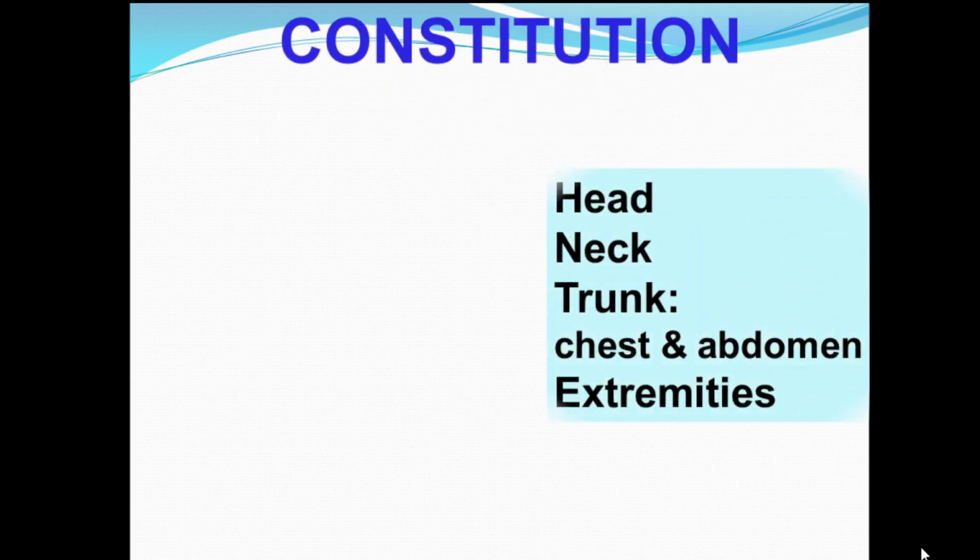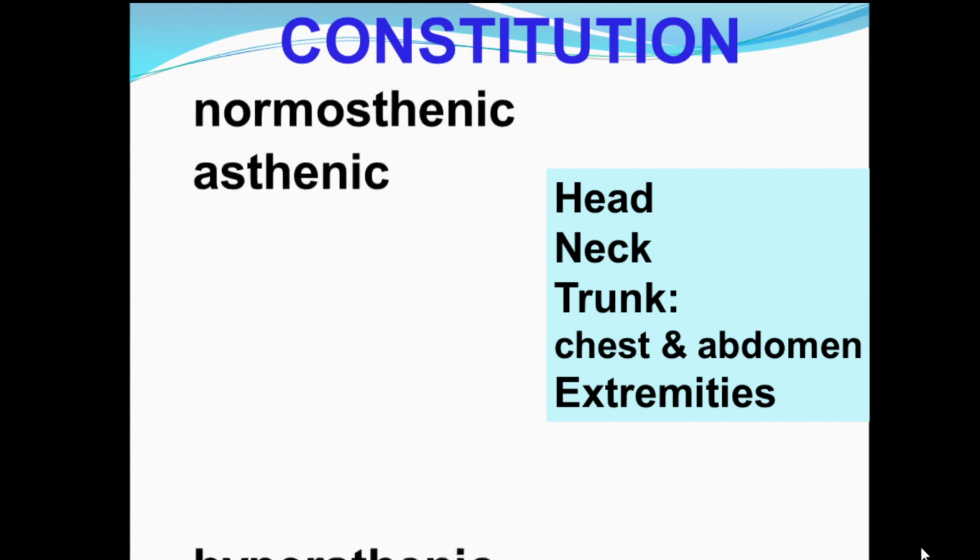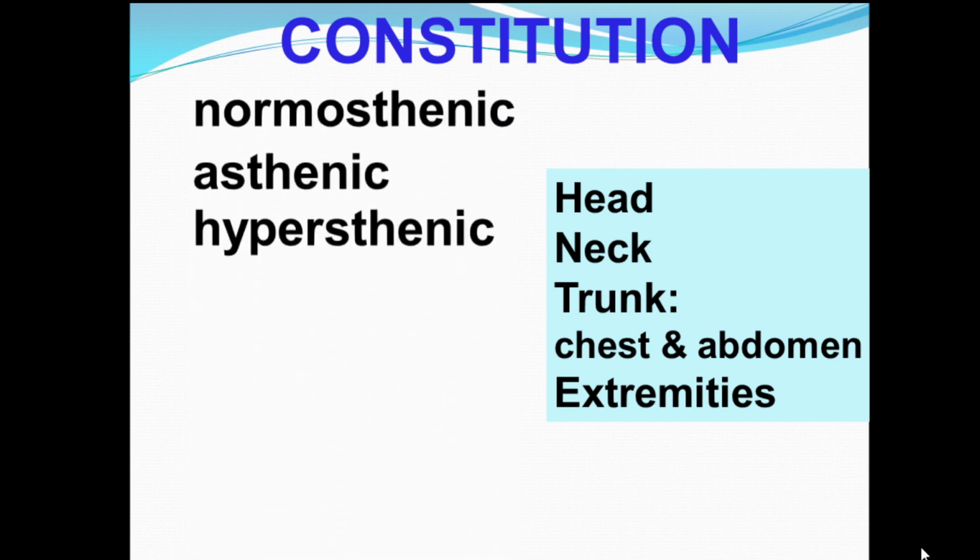Constitution depends on the correlation between the size of the head, neck, and trunk. We compare the size of the chest and abdomen and the length of the extremities. These are the main indices by which the doctor is oriented to assess the constitution of the patient. We distinguish three types of constitution: normosthenic, asthenic, and hypersthenic.